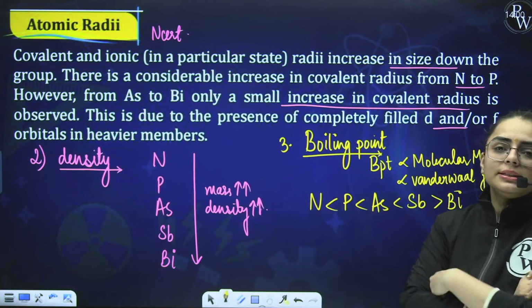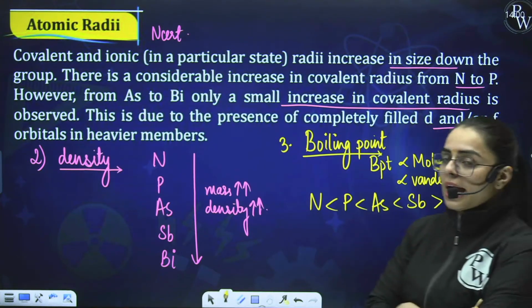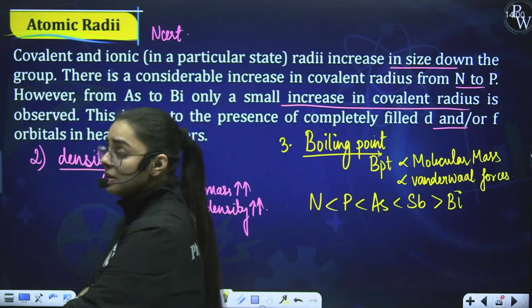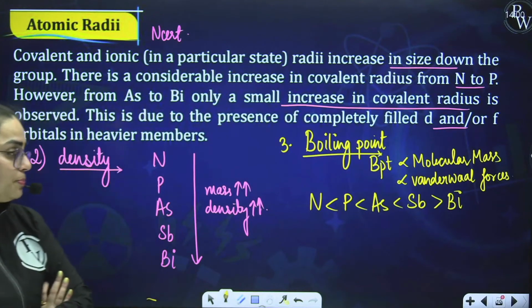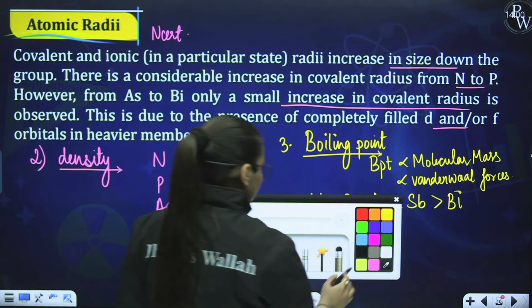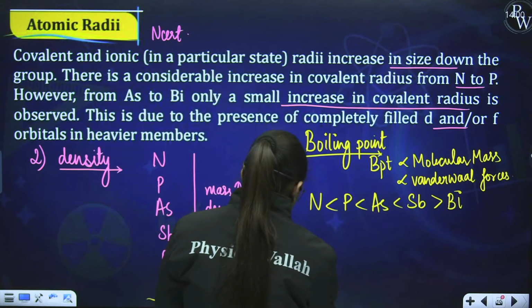Okay, now, shall we move to the next one? I guess you have written the boiling point. Now we will be writing the melting point key concept. Let us write the next one, that is the melting point. The fourth one is melting point.